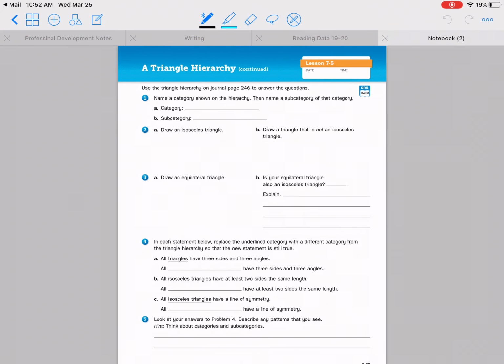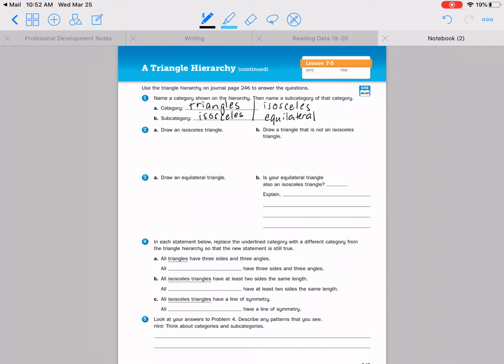So I'm just going to go over what the answers should be, and then you can make sure that your answers on your journal page check out. So first question says, name a category shown on the hierarchy, then name a subcategory of that category. A subcategory, remember, is just any category below. So there's 2 choices you could have had here. You could have had triangles, subcategory isosceles, or equilateral, really. Or you could have had isosceles, subcategory equilateral. Either of those would have been fine.